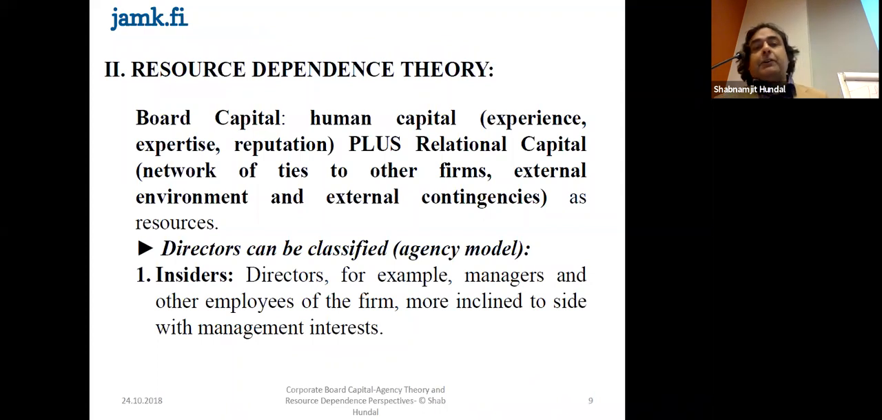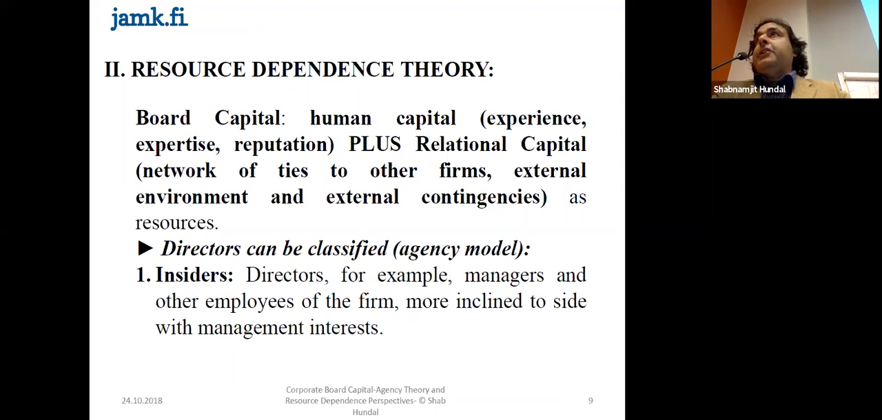And we have two types of capital here. The human capital is experience, expertise, and reputation. Plus the relational capital. The relational capital is how well connected you are with the rest of the world. When you recruit the board of directors, the CEO, and all these executive or non-executive directors to the company, they also have affiliations with the rest of the world. Are these relations beneficial to you or not?